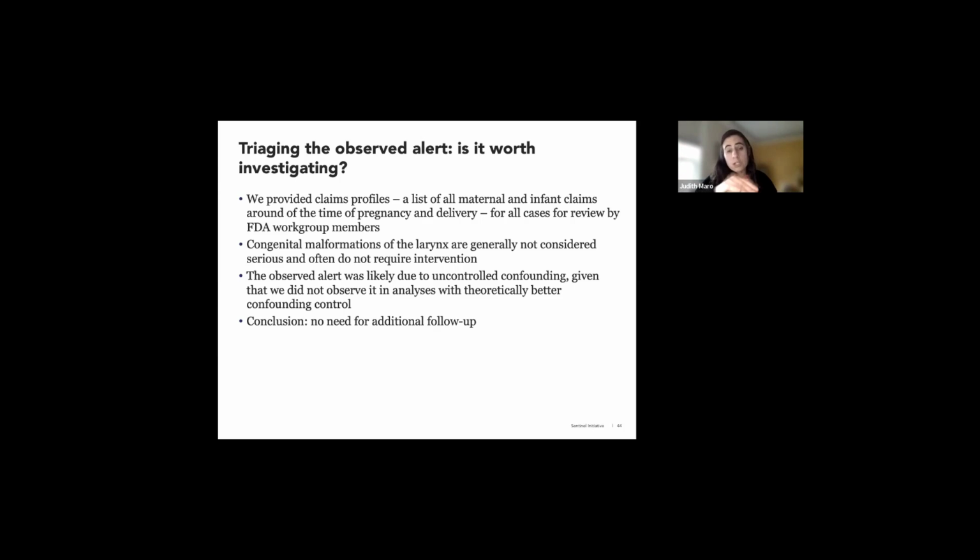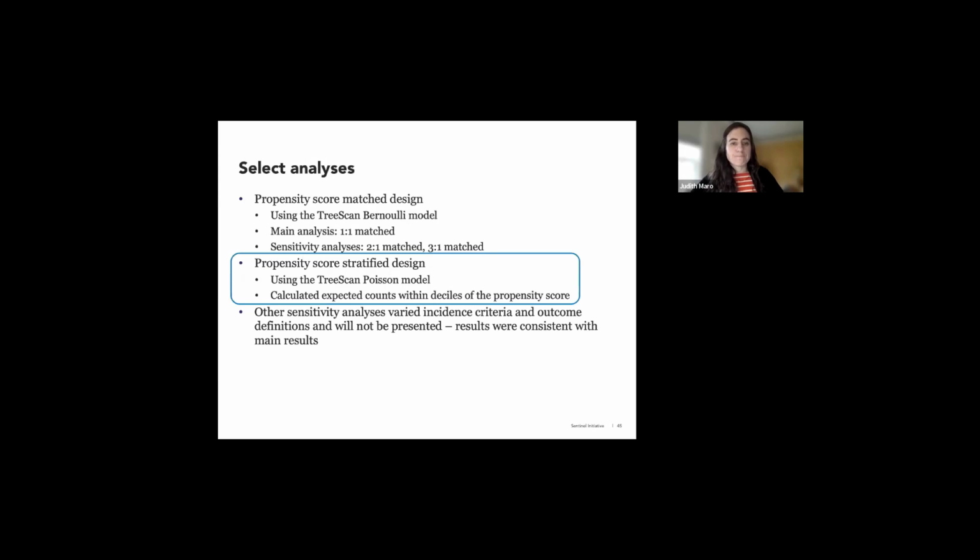And so we looked at this and we thought that it potentially was due to uncontrolled confounding, because it resolved once we added more confounding control with indications and the high dimensional propensity score. So we didn't end up following this up. But this is an example of a triage process where we took something that had a statistical alert and we did not graduate it to a signal. We did not think we needed to actually look at it more in depth than that.